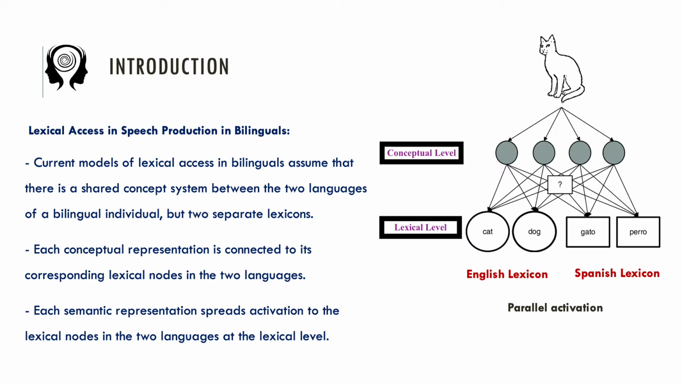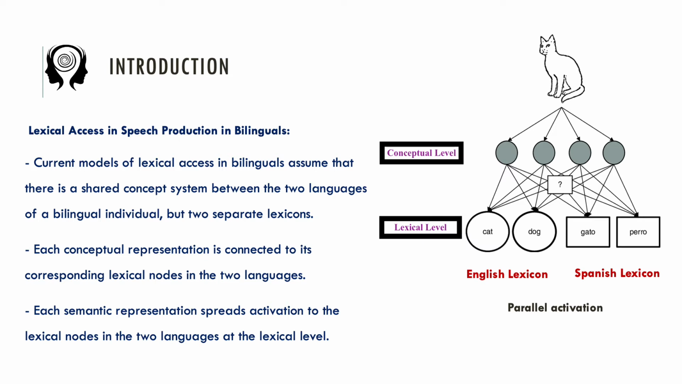As you can see here, there is one conceptual system, and here we have two lexicons. For example, if this is an English-Spanish bilingual, he would have two separate lexicons where they store the lexical nodes. Each conceptual representation is connected to its corresponding lexical nodes in the two languages. And each semantic representation spreads the activation to the lexical nodes in the two languages at the lexical level.